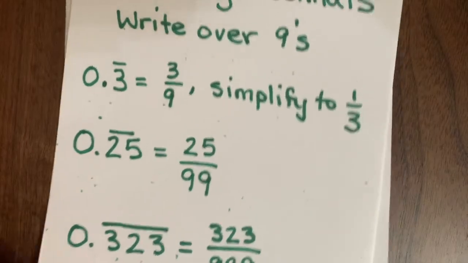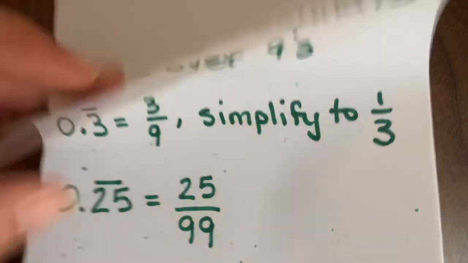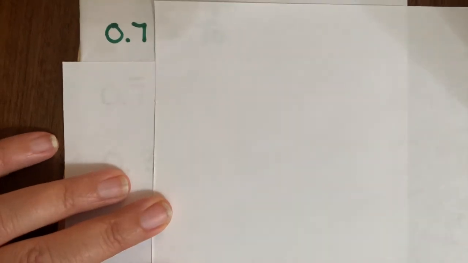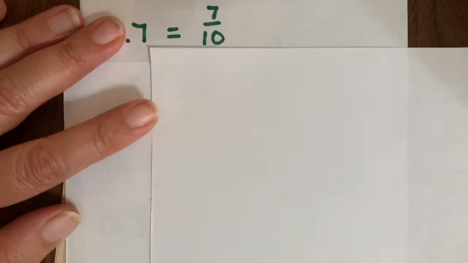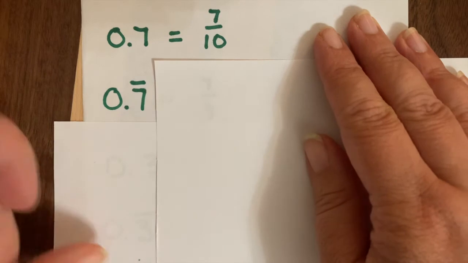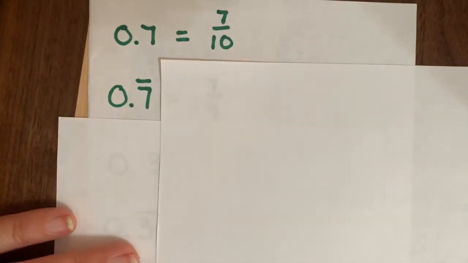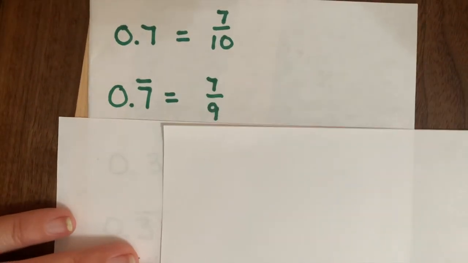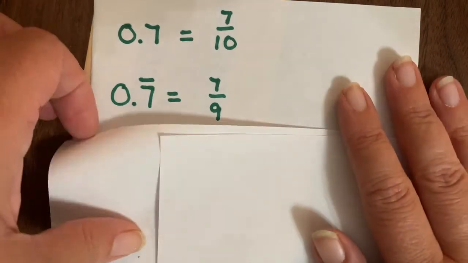So why don't you try a couple examples for me? And again, with these examples, you'll do them right in Edpuzzle. So do 0.7, and that would be 7/10. And then write 0.7 repeating as a fraction. That would be 7/9.